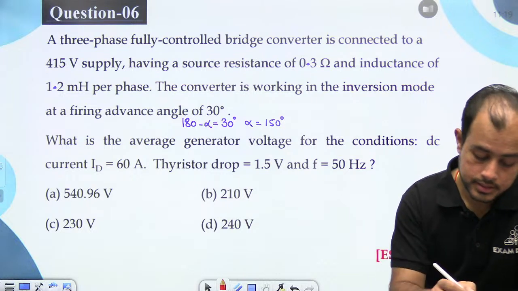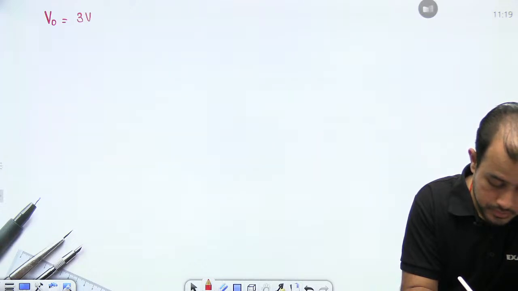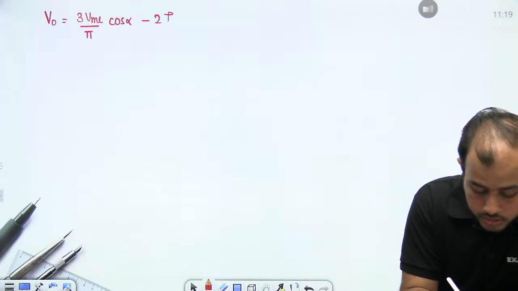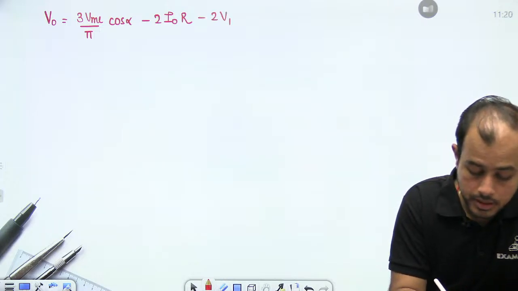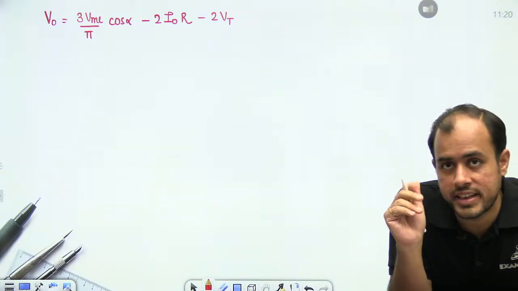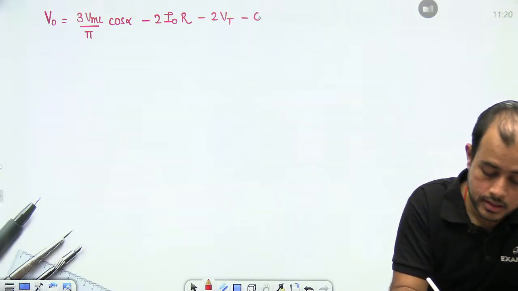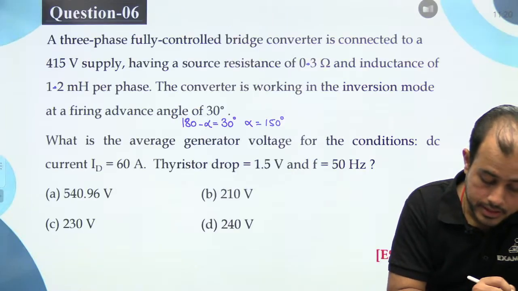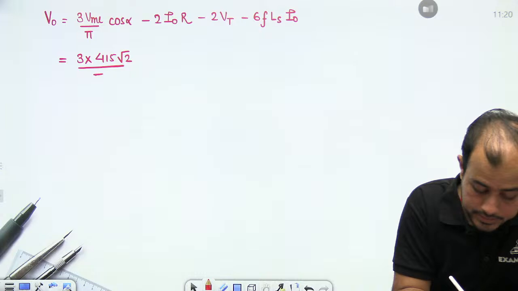Tell me. See, what is going to happen here is, at a time two thyristors conduct, so the drop of two resistances, because at one time two phases will conduct like A and B, B and C, A and C. So at a time two phases conduct, so drop of two resistances. And at a time two thyristors conduct, so 2 VT. Then due to inductance my drop is this. The inductance drop we know is basically due to the source inductance.